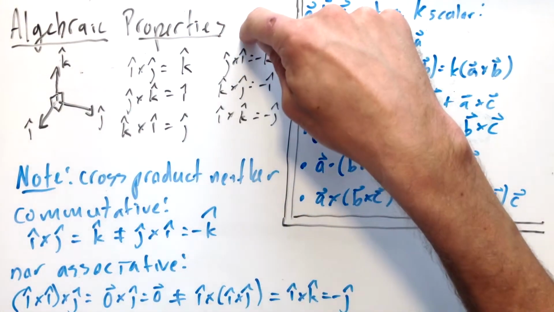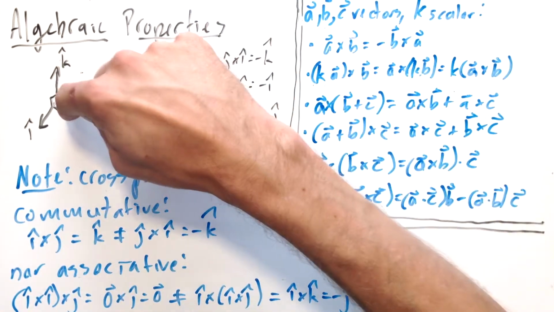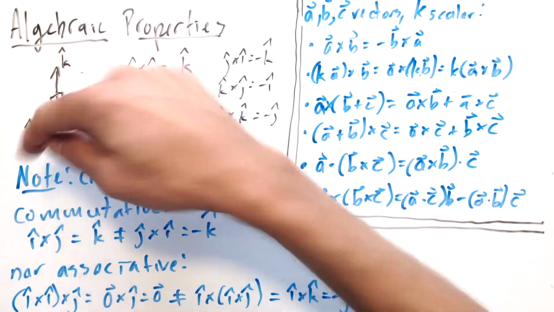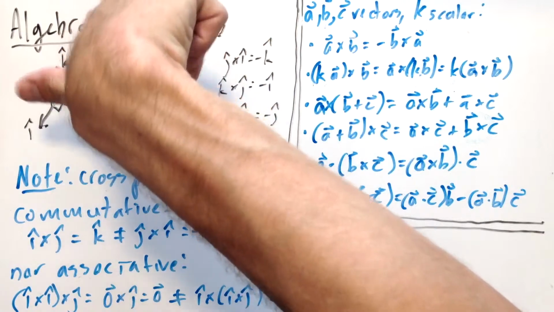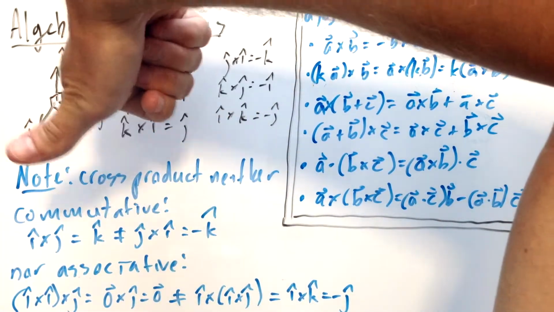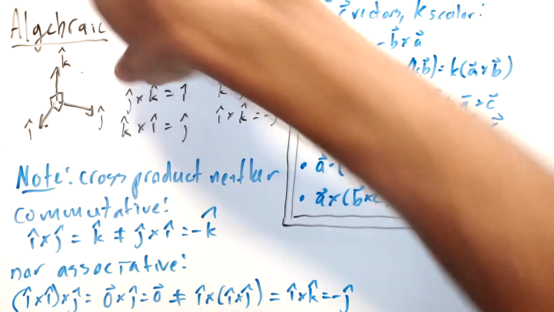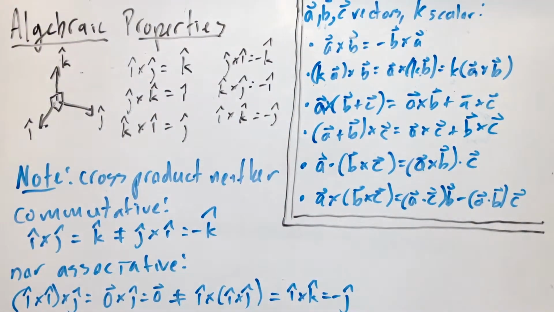However, j cross i is going to be negative k, because when we take j first, we start at j and go to i. So we're actually curling our hand. If we're using the right hand rule, we're actually curling our fingers around this way, and so the cross product is going to point down. So we get negative k.